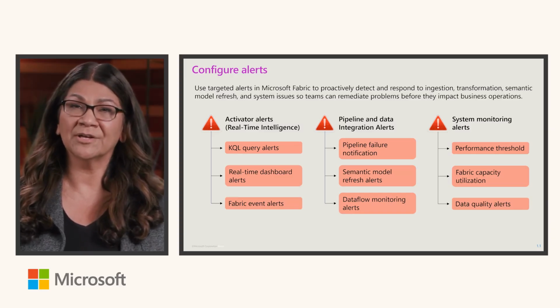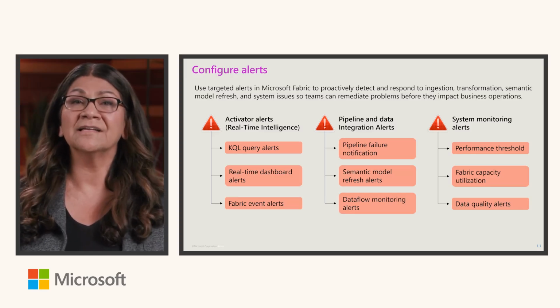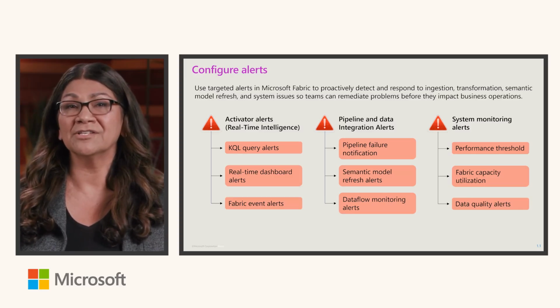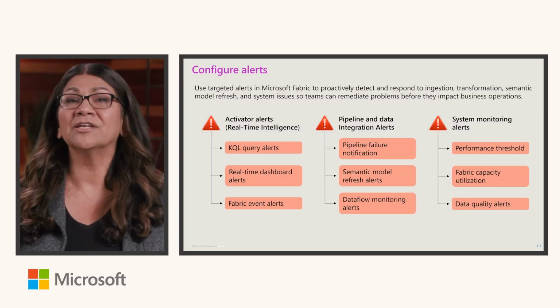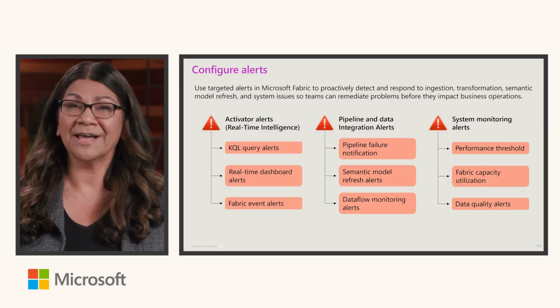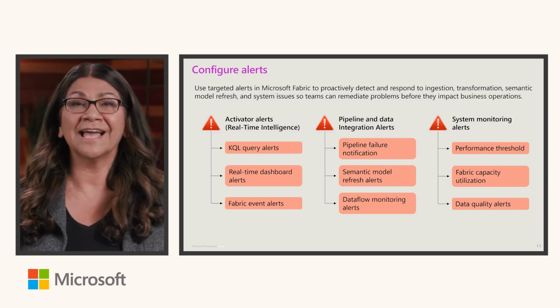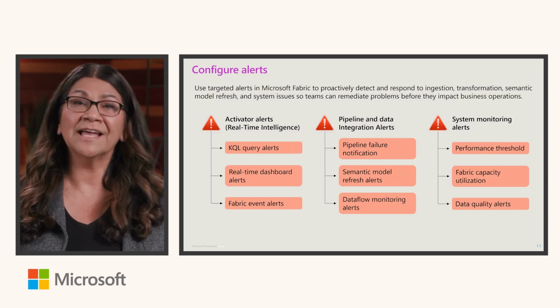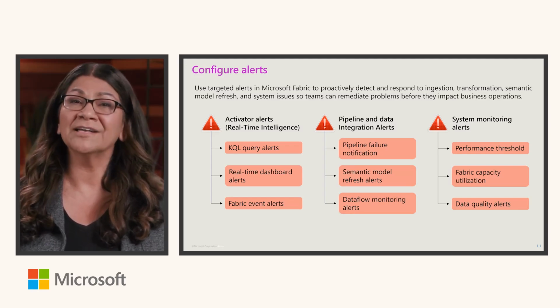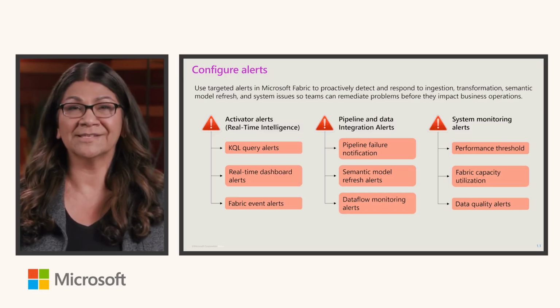When an alert is triggered, you can choose from a range of actions, like sending an email, posting to Microsoft Teams, triggering a pipeline or notebook, or calling a custom webhook or API. For the exam, focus on matching the right alert type and action to a scenario and understanding how proactive alerting can help you maintain data reliability and performance.